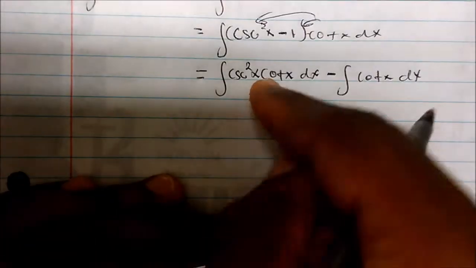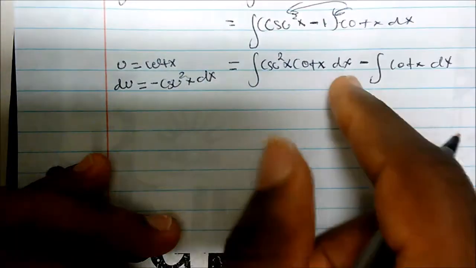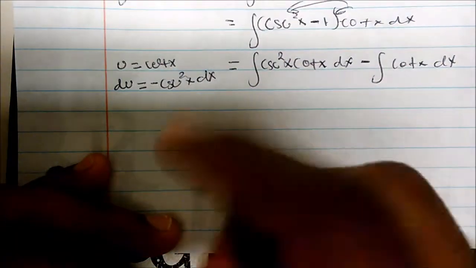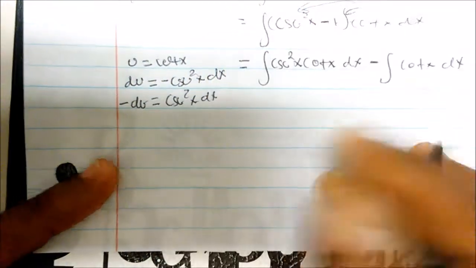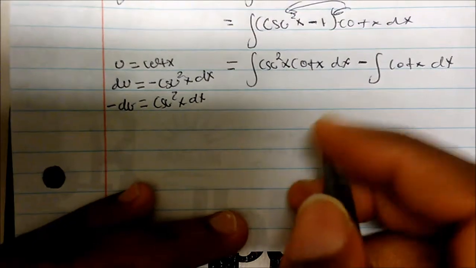And so if I look at this, now it becomes a u substitution. So if I let u be cotangent of x, then my derivative, or du, is actually negative cosecant squared of x dx. We don't quite have that. We have the positive one. So if I divide by a negative on both sides, negative du now becomes cosecant squared of x dx, which is exactly what we have.